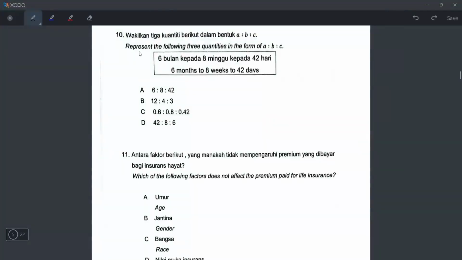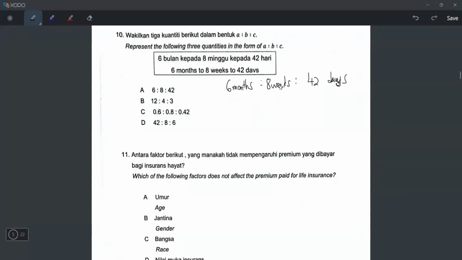Okay, number 10. Represent the following 3 quantities in the form of A ratio B ratio C. So we have 6 months, ratio 8 weeks, ratio 42 days. When you want to convert this to a ratio, you should make sure the units are all the same. This is months, this is weeks, this is days. So the units are not the same. So I can choose to make all the units the same first. How do we do that? You can convert everything to months, or convert everything to weeks, or convert everything to days.